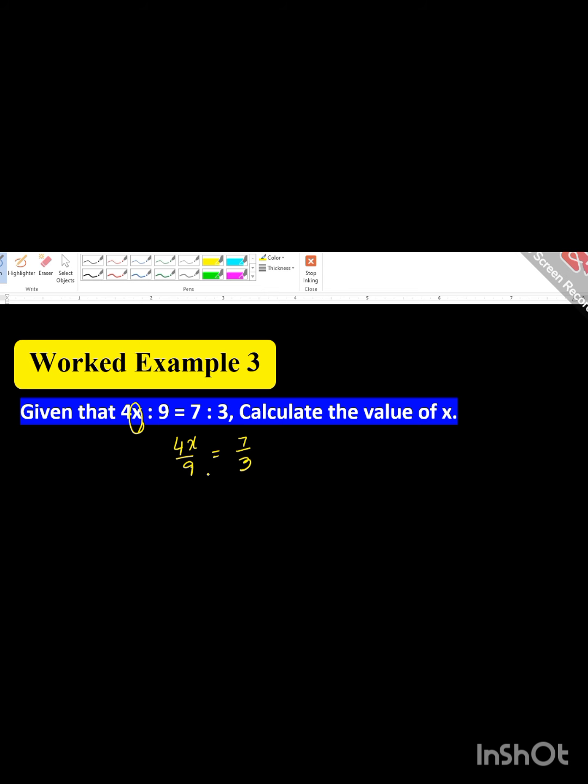So we can multiply with 9 on both sides, right? Because 9 is the LCM of 3 and 9. So 9 cuts with the 9 and 3 3s are 9. So what we get? We get 4x is equal to 7 3s are 21. So now we will divide by 4 on both sides. So x is equal to 21 over 4. This is your answer. And you can further simplify it.